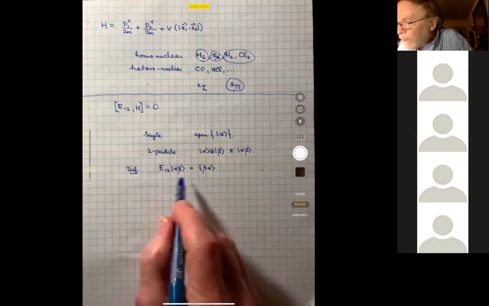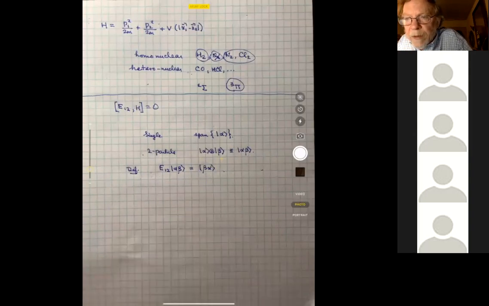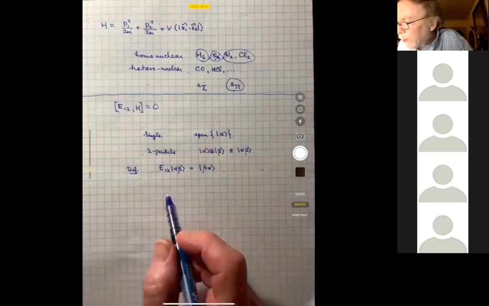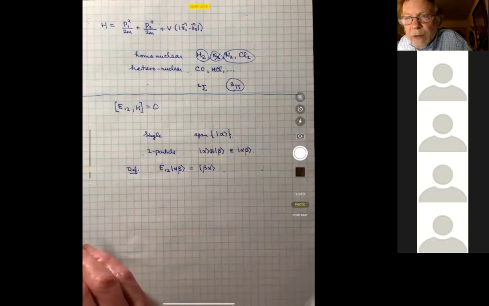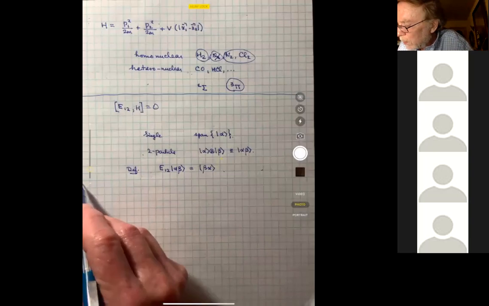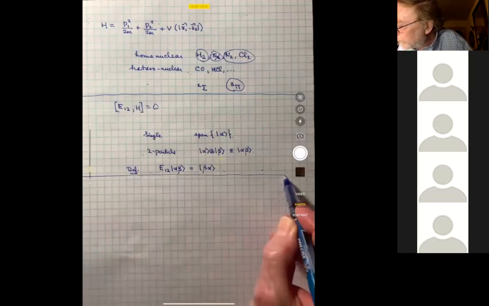Now, this only defines the action of E12 on a set of basis vectors, but by forming linear combinations, you can extend the definition to an arbitrary vector in the product Hilbert space. And moreover, one can show that the result is actually independent of the choice of basis in the single particle Hilbert space that we started with. So E12, in a sense, is an intrinsic operator defined in the product Hilbert space. So that's the definition of E12.